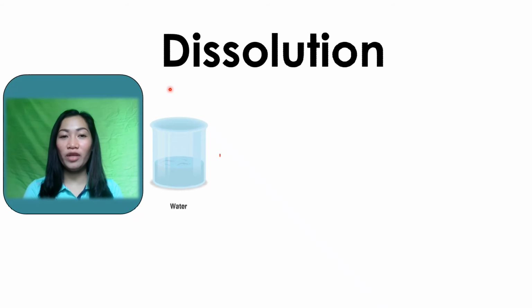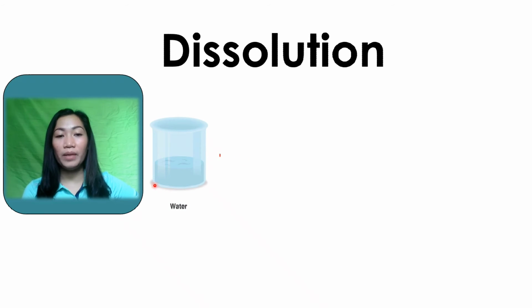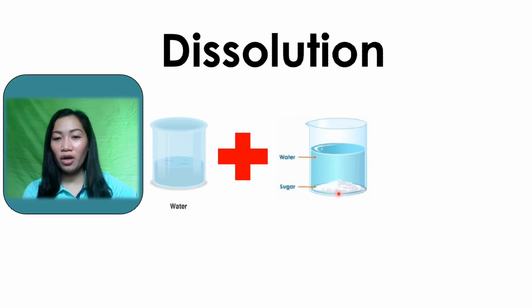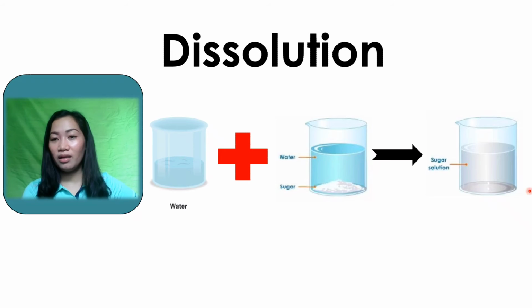So that you will understand what dissolution means, we will have an example. We have the water, and water will serve as the solvent, meaning the solvent is the one that dissolves a substance. Plus, we have also the sugar. So, we will add sugar in the water. In the final outcome, it will become a sugar solution or syrup.